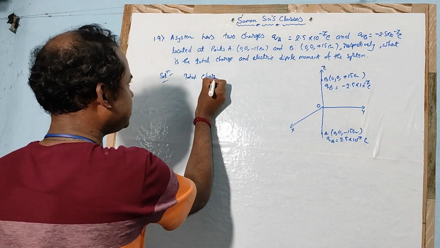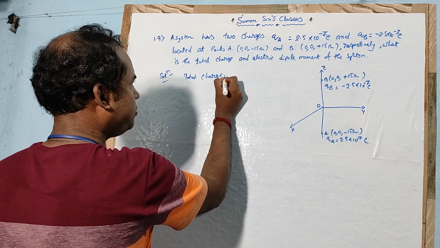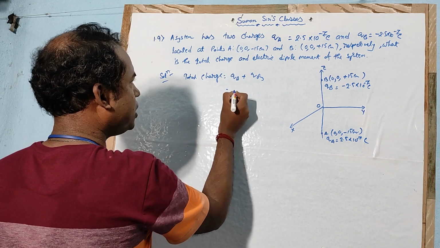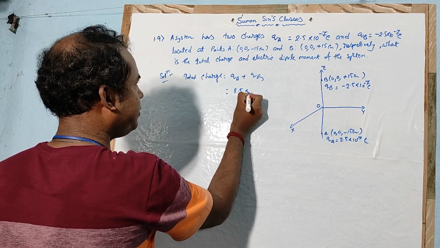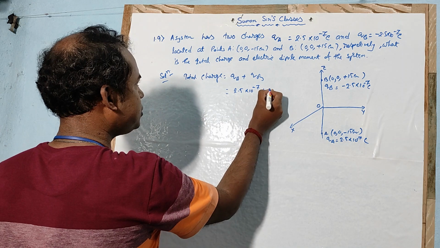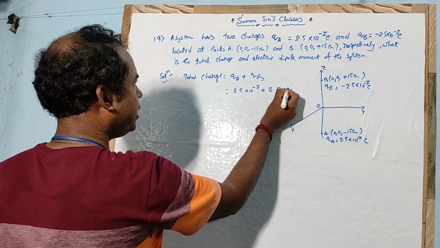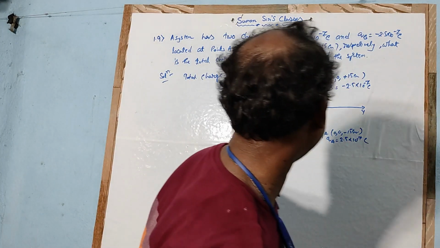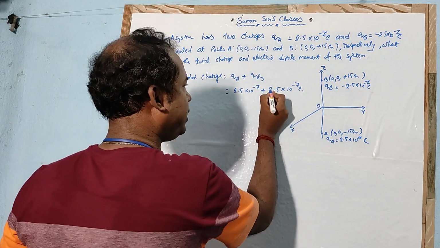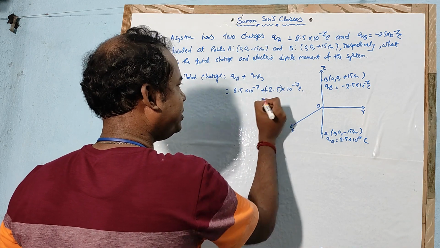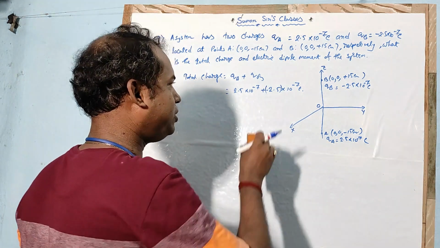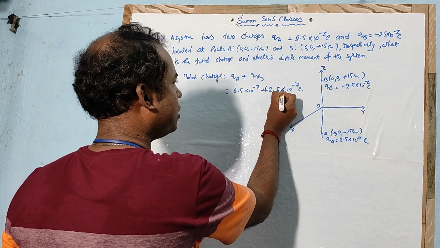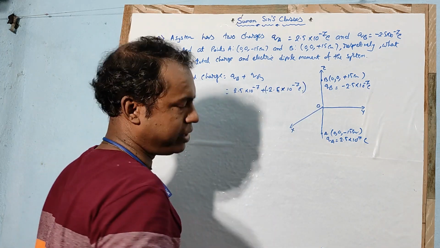So the total charge may be written in the form QA plus QB. QA equals 2.5 × 10 to the power minus 7 plus 2.5 × 10 to the power minus 7 coulomb. But here this one is negative, so we write minus 2.5 × 10 to the power minus 7 coulomb.